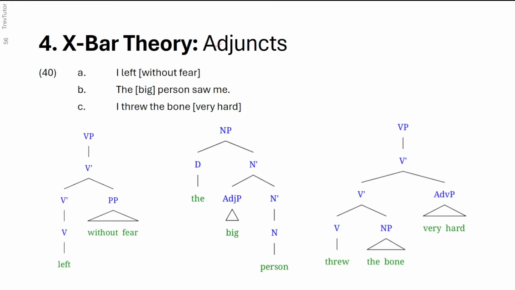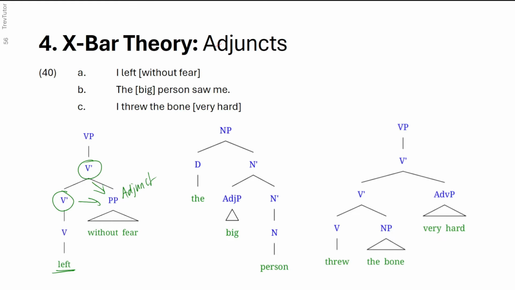So here are some trees for this. I left without fear. We're just looking at left without fear. So left is our verb. It wants to become a verb phrase, so it's making some projections. But without fear is a prepositional phrase. It's optional, so we have to fit it between two bar levels. So we have a V bar beside the prepositional phrase and a V bar above the prepositional phrase. And this tells us, based on its position, that it is in fact an adjunct.